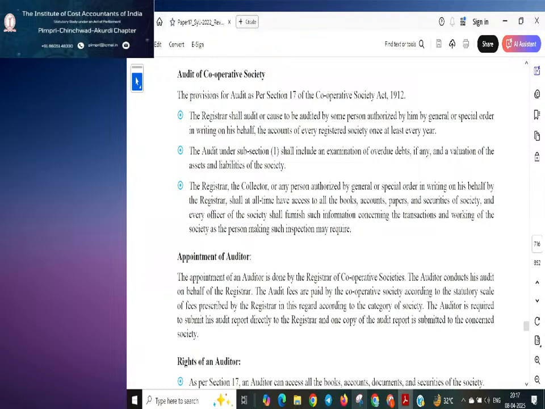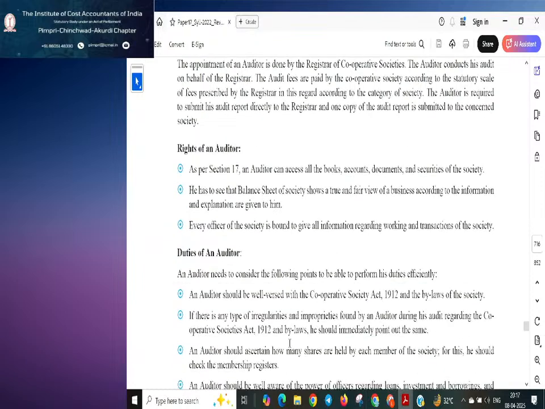The auditor is required to submit his audit report, and this is important, directly to the registrar, and one copy of the audit is submitted to the concerned society. He is appointed by the registrar, but the fees are paid by the cooperative society. He is obliged to submit the report directly to the registrar with a copy to the concerned society. So this is the procedure for appointment and how the auditor should act in such a situation. Okay, then comes the rights of an auditor.